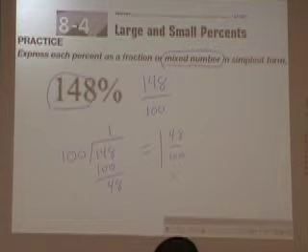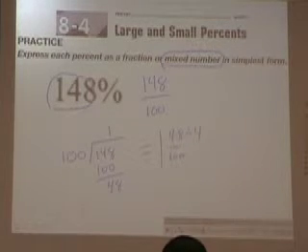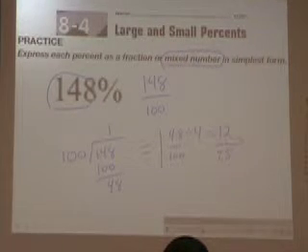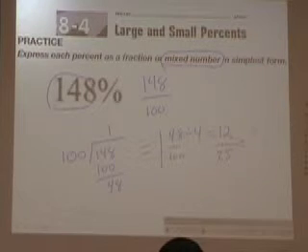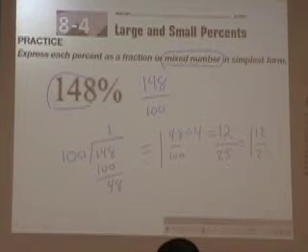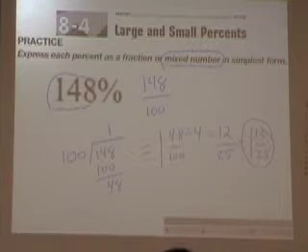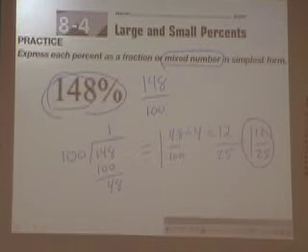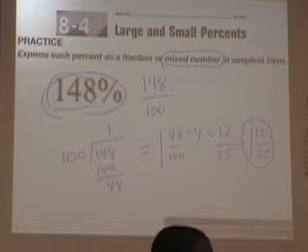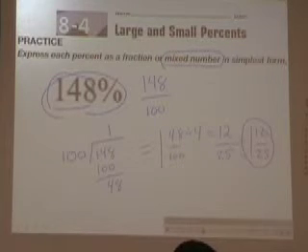Now, can we leave it like that? We have to reduce this, don't we? So let's divide this by 4. What's 48 divided by 4? 12. And what's 100 divided by 4? 25. We're still not done reducing, are we? Yeah, we are. So what's our answer going to be? 1 and 12 over 25. So we just made 148% into a what? Jeremy, into a what? A mixed number.